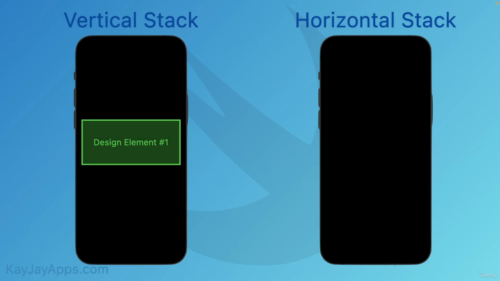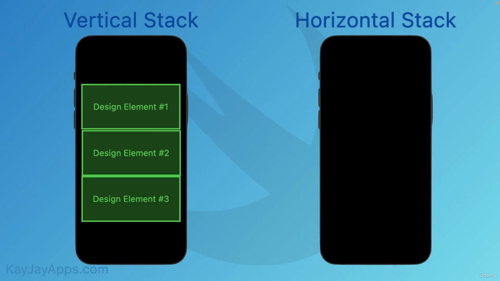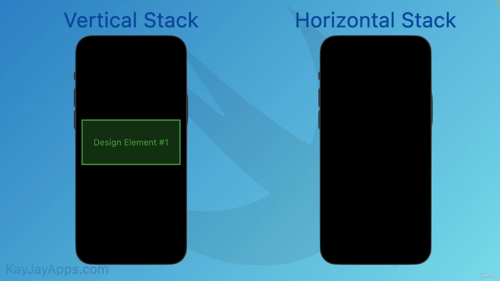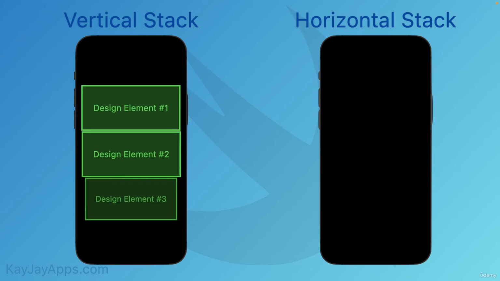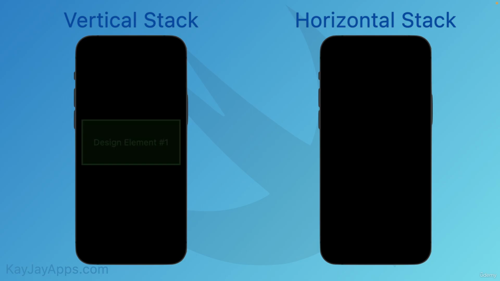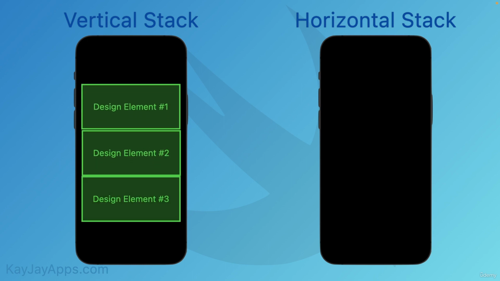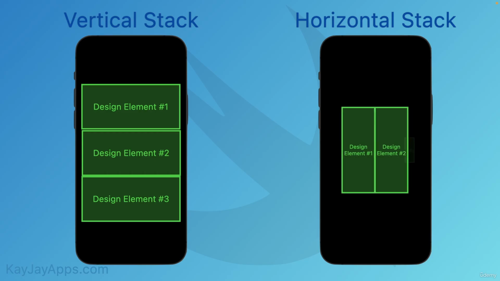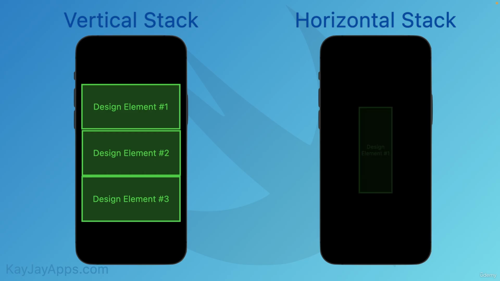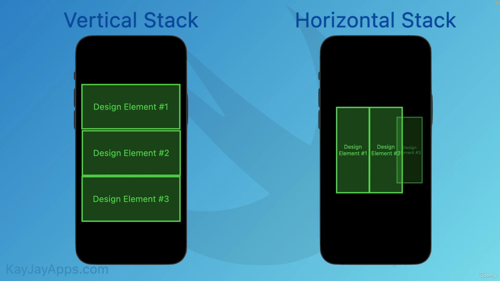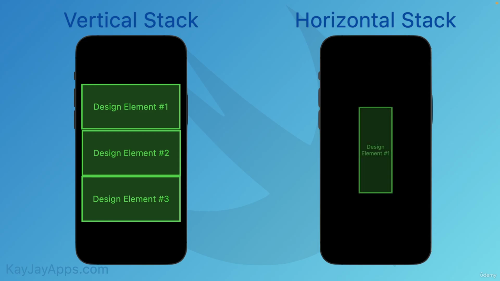And this is how it works. The first design element goes on the stack, and then as we place more stuff on the VStack, the other stuff moves up to make room. And then an HStack is when we stack our views horizontally, like this. And again, it does the same thing. As we add more elements, the other ones move over to make room.